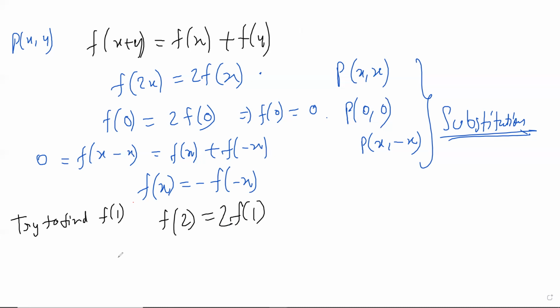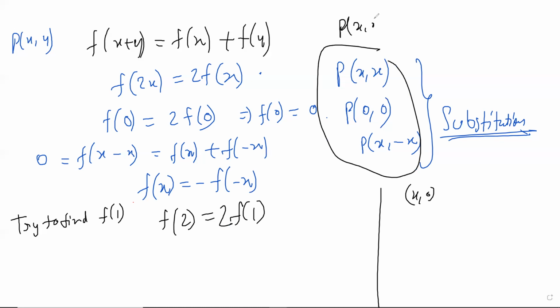Maybe try to find the relation between f of 1 and f of 0. So x equal to 0 and y equal to 1. But you see, that will not work. We already did that, right? We already did x comma 0. Maybe I should not have erased that actually. So that's not going to be helpful.